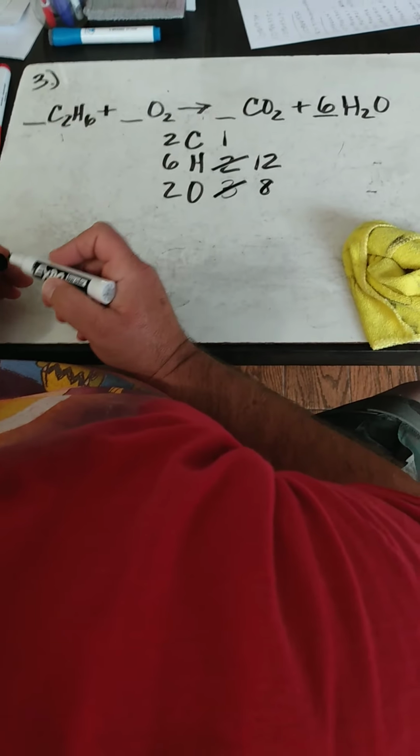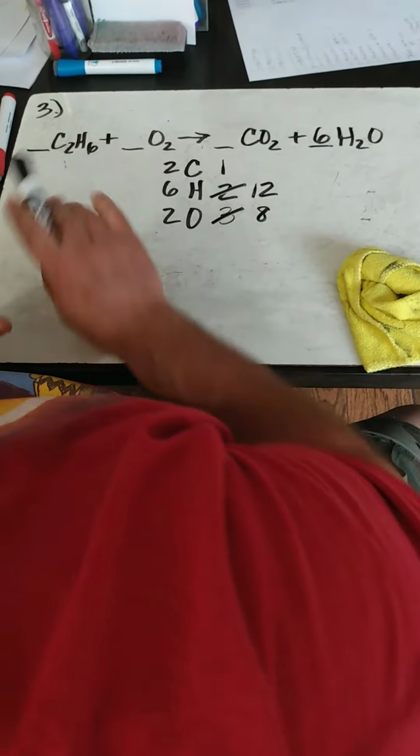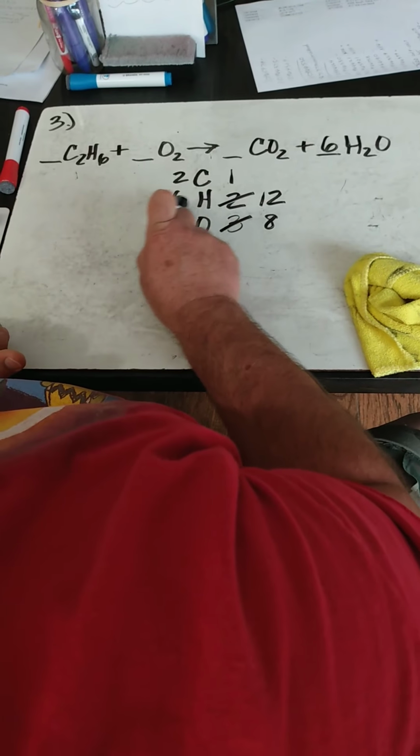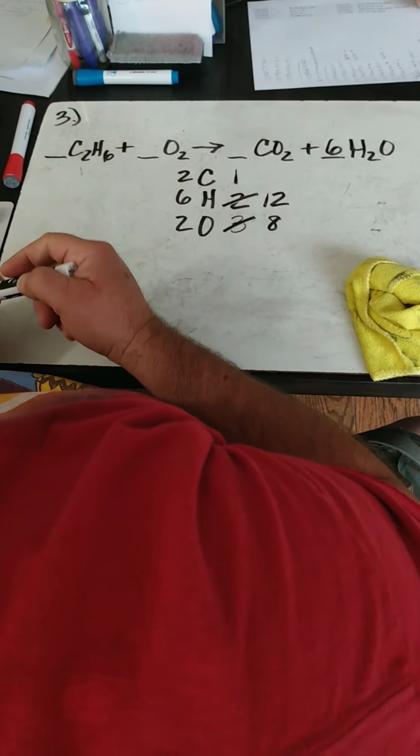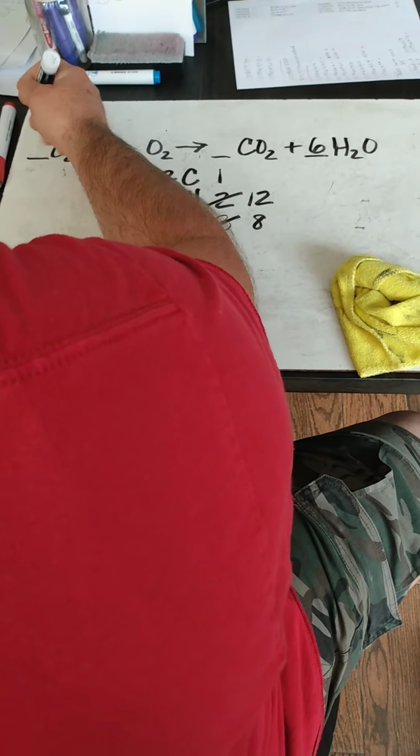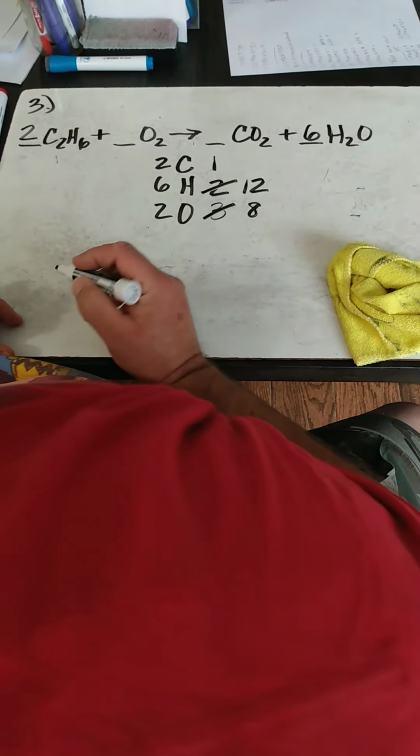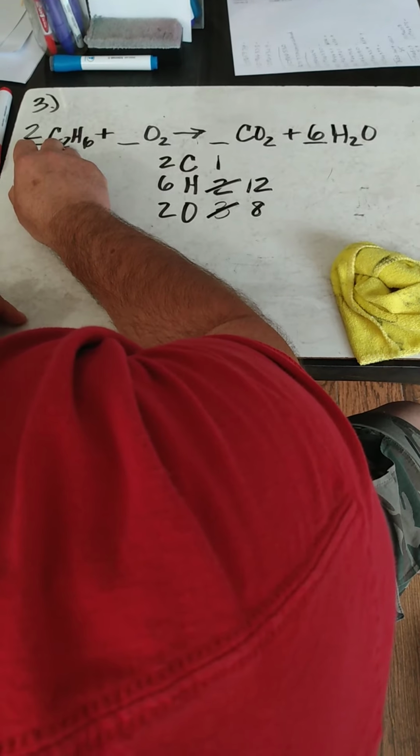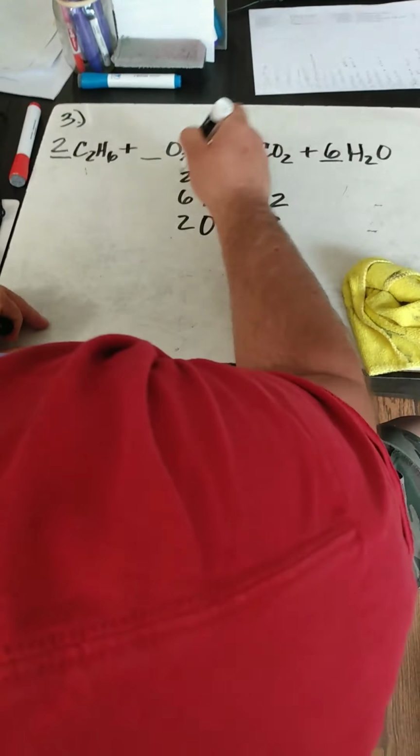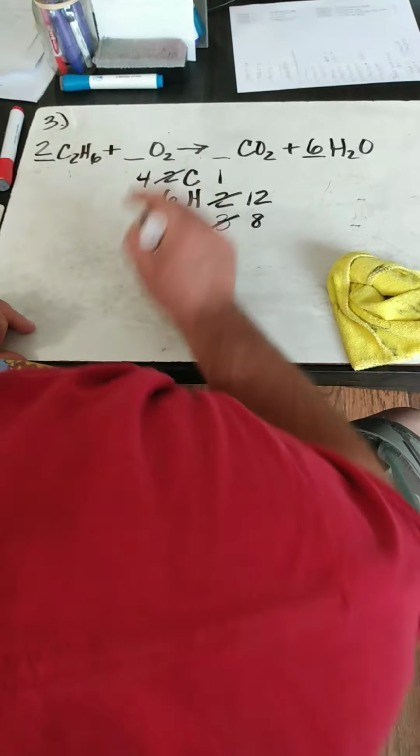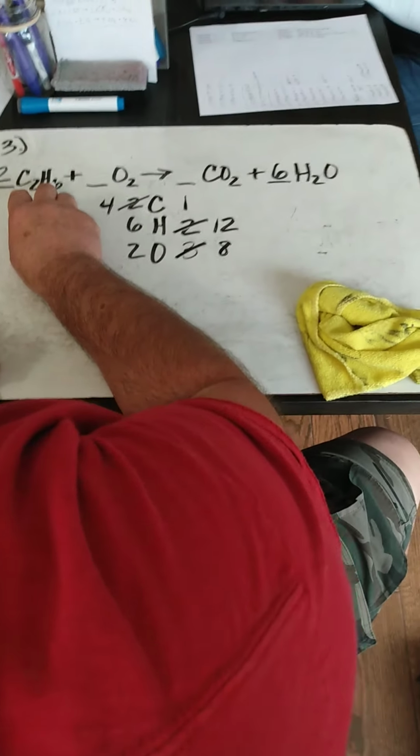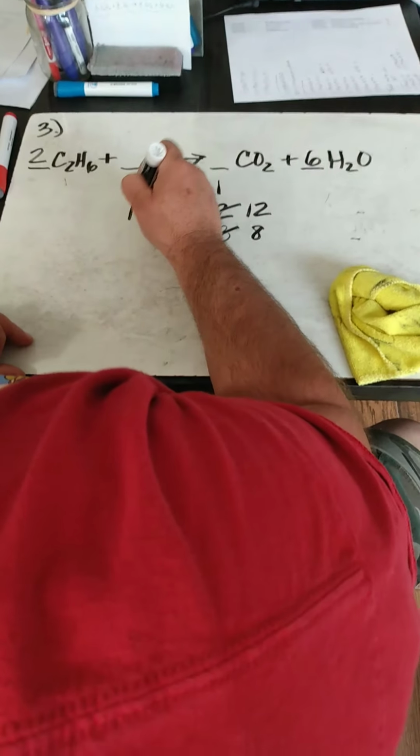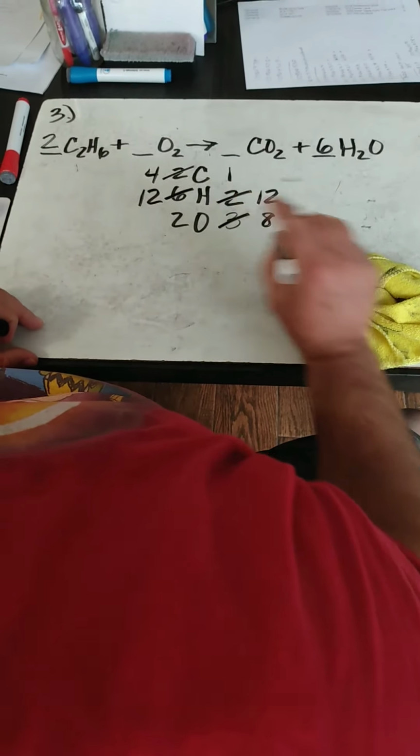Let's look at the other side. Okay, again, we're going to deal with oxygen last. So let's go ahead and go after this hydrogen. We have 12 on this side, so we need 12 over here. If I plug a 2 in, now that 2 is going to distribute by the carbon of 2, so this becomes a 4. 2 is going to distribute by 6 for the hydrogen. That gives us 12. Okay, so our hydrogens are balanced.